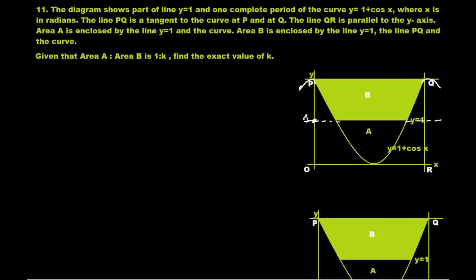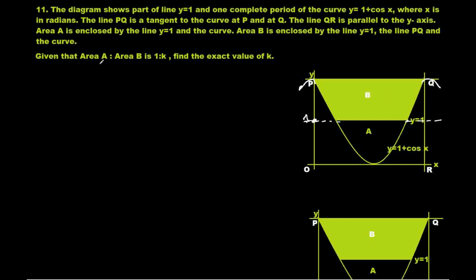Alright, now the line QR is parallel to the y-axis. We can see this is the y-axis, PO is the y-axis. Area A is enclosed by the line y equal to 1 and the curve, the black colored area A. Area B is enclosed by y equal to 1, the line PQ up, and the curve. So this bright green colored area is B.